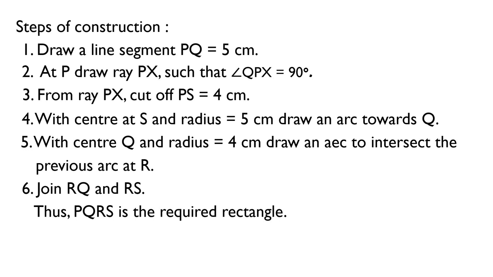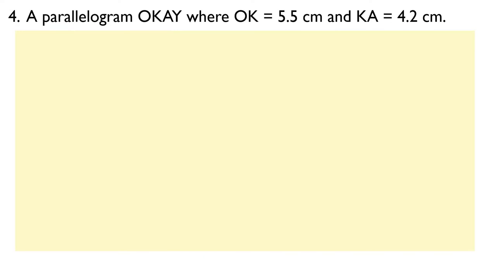And the last question of our chapter, that is number 4: a parallelogram OKAY where OK equal to 5.5 centimeter and KA equal to 4.2 centimeter. Now recall the properties of parallelogram. Parallelogram opposite sides are equal. Yes, we know this thing that in a parallelogram opposite sides are equal and parallel. So using the property, let's start the construction.